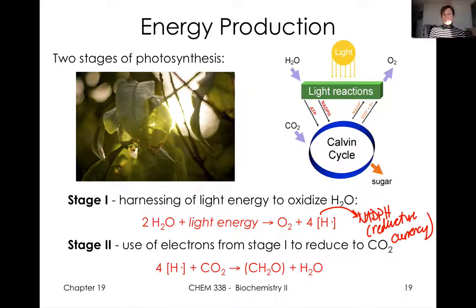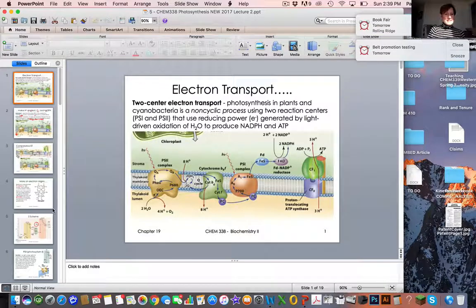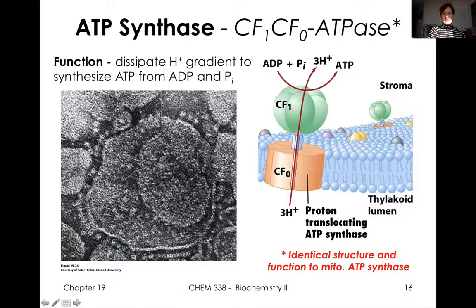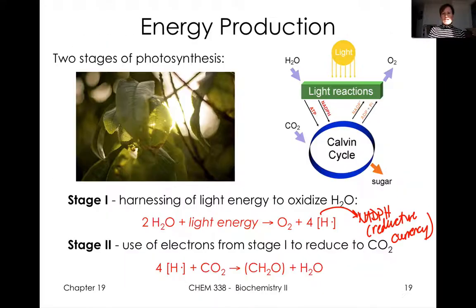So remember, the purpose of the light reactions are to use light energy to excite electrons to go through electron transport and generate a proton gradient that's used to make ATP. And then the final electrons that we have there are going to be used to make NADPH. So that's the net outcome of the light reactions.